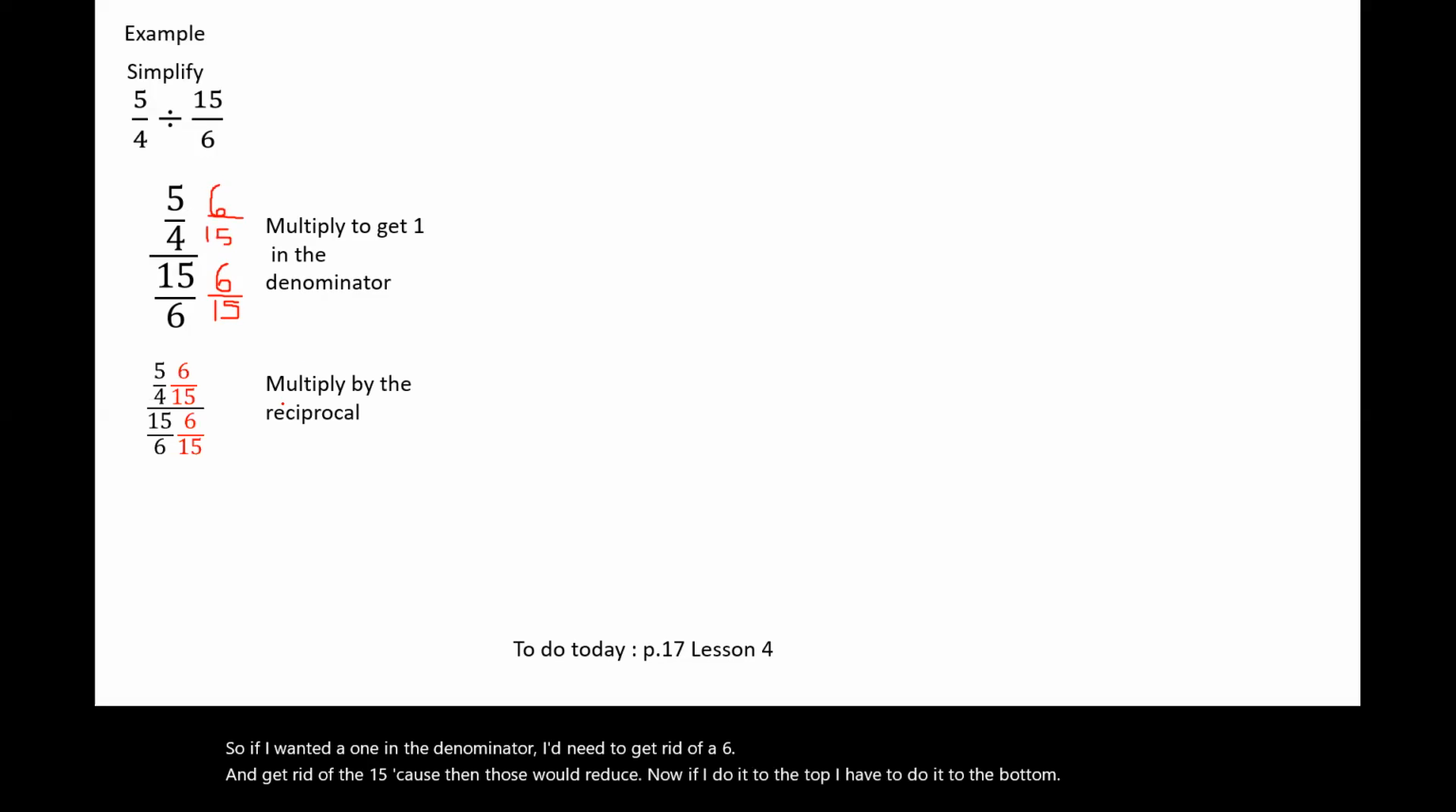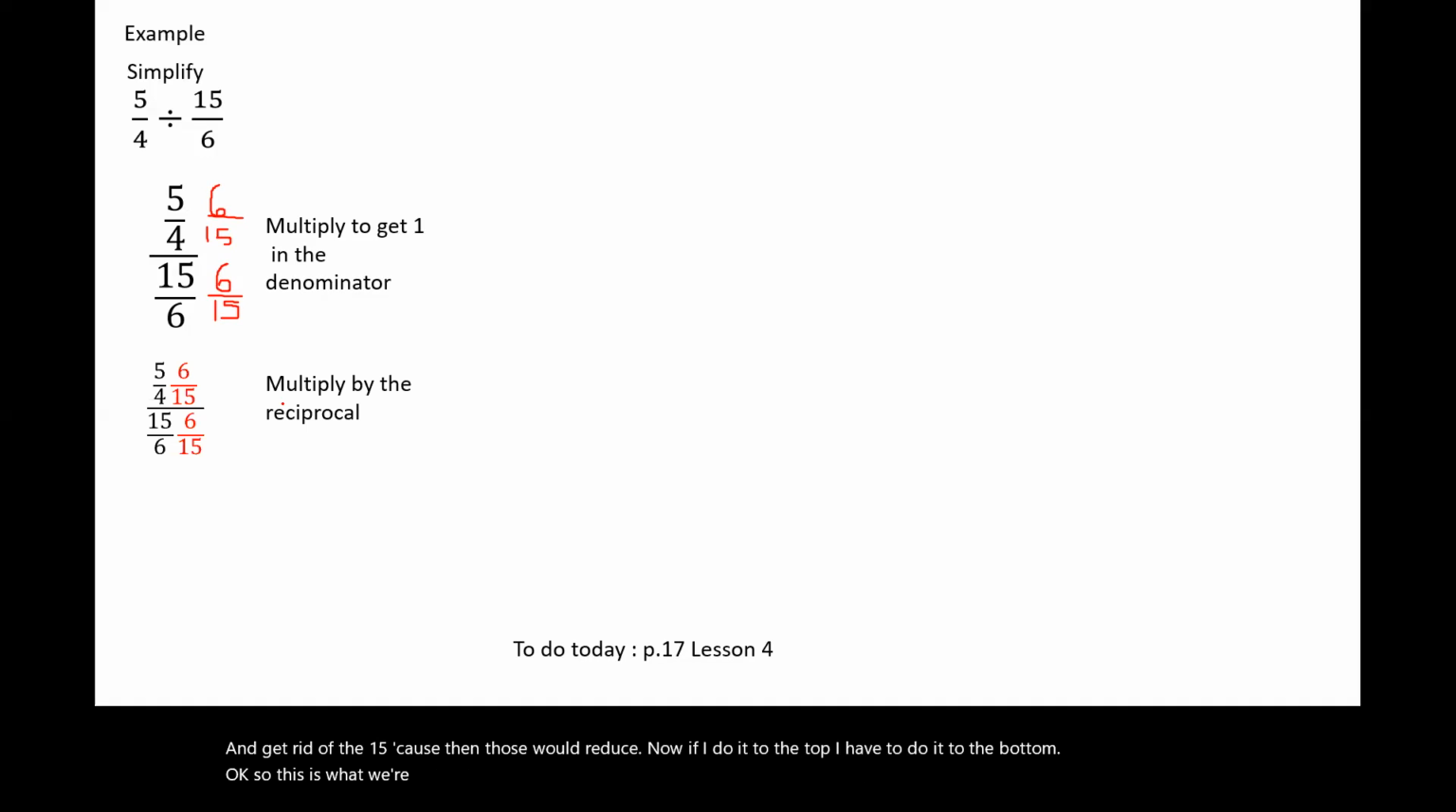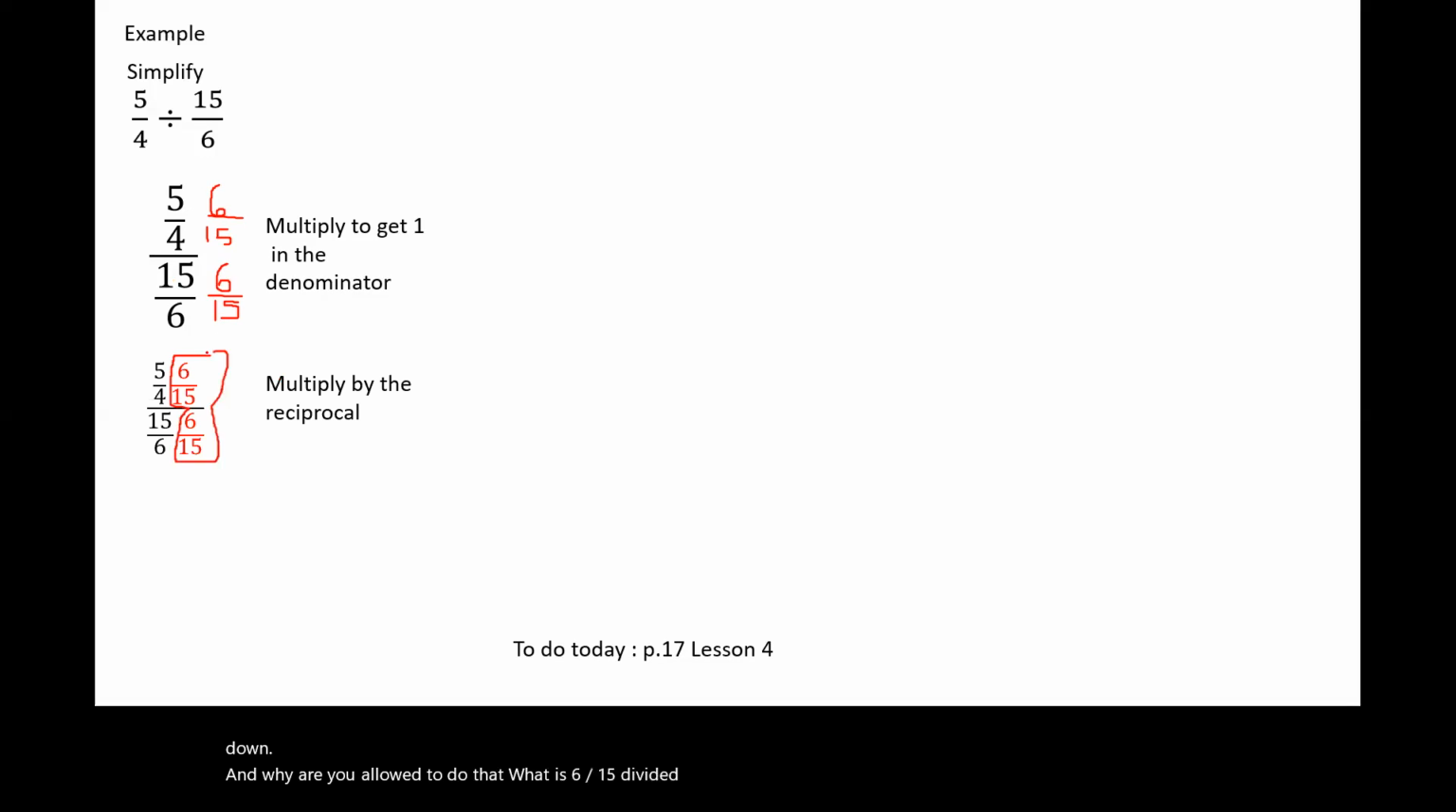Okay, so this is what we're doing. It's known as multiplying by the reciprocal. So the reciprocal is just this function turned upside down. And why are you allowed to do that? What is 6/15 divided by 6/15? It's just 1. So again, because all we've done is multiply by 1, we're allowed to do this.